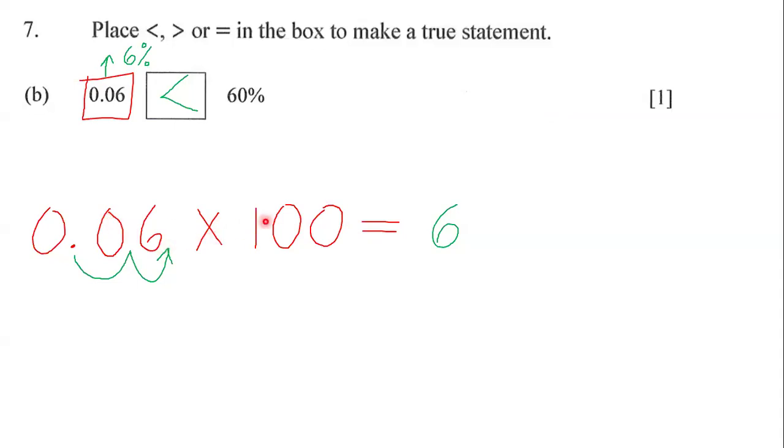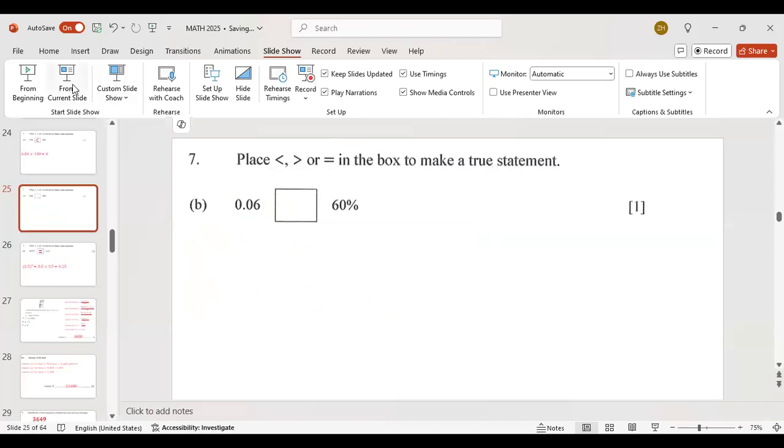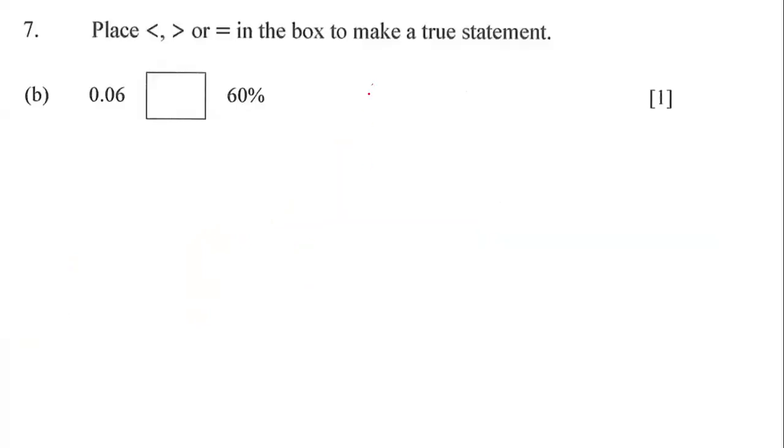So let's do another one. In fact, let me move this and put this on another side so we could have space for the other one. So we said that we take 0.06, we multiply it by 100.